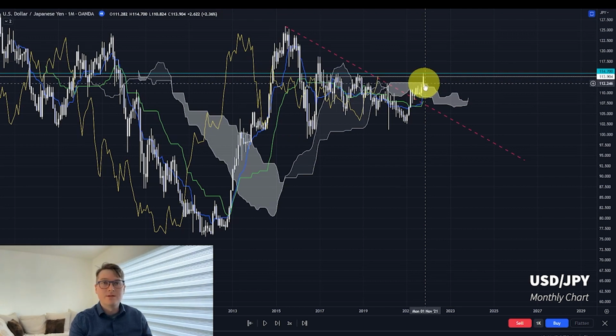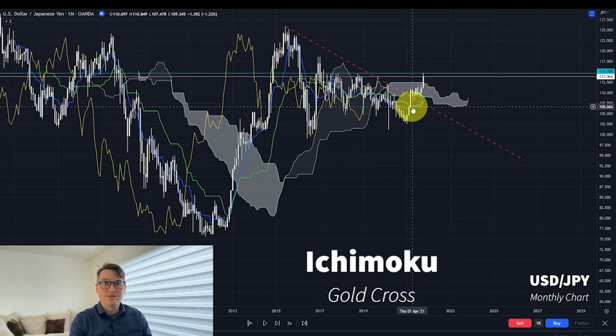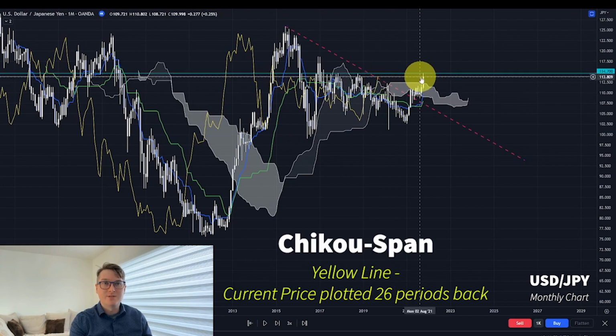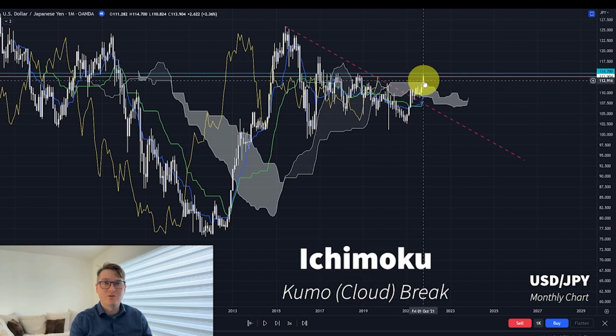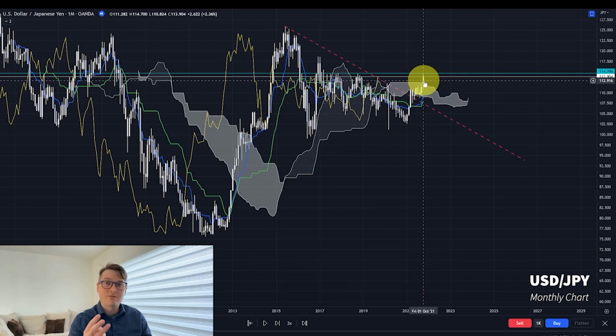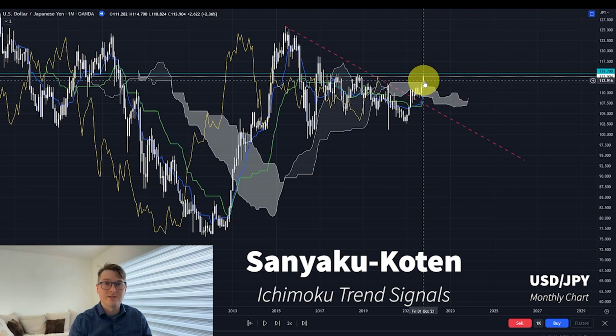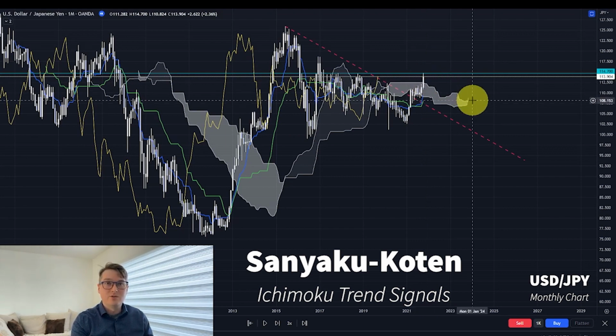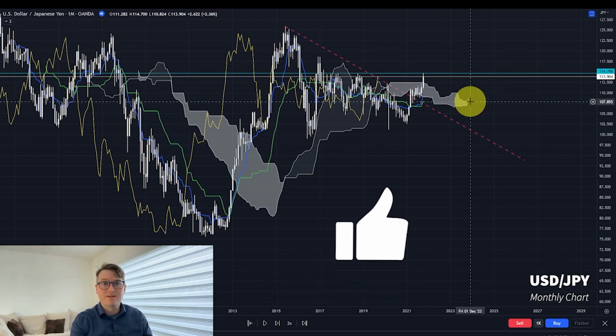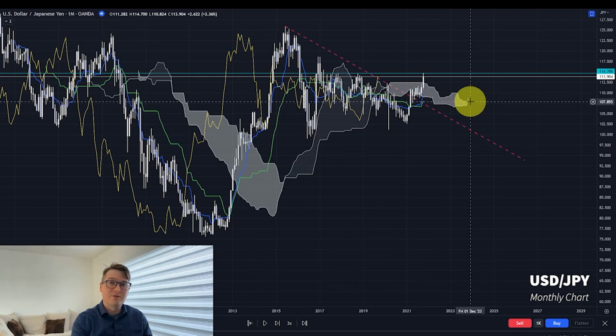So we see that we have a gold cross here. We see that we have the Chikou Span above the candles. And now we see that price has broken out of the Senkou Span B, out of the Kumo cloud, and so now we have all three of our Sanyaku Kouten signals. And you can also start to see here that we have a bullish twist forming. Now, since we're on the monthly time frame, we've just seen the Senkou Span B break. Now we need to start moving down to the lower time frames.